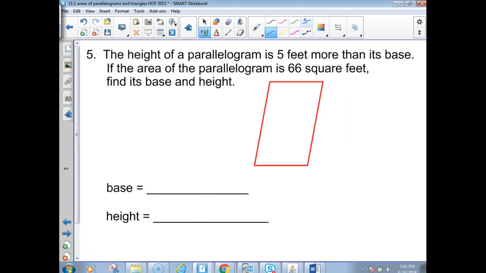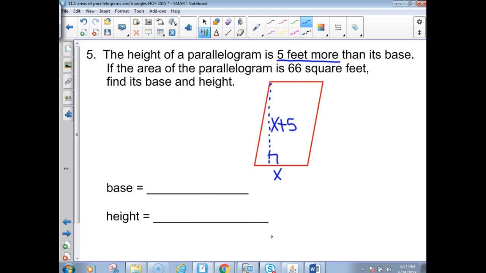Okay, now we get a challenge problem. I will not be testing you on this type, but I'm going to show you how to do it. The height of a parallelogram is 5 feet more than its base. So if I let the base be x, how could I represent the height? What would 5 more mean? Would it be 5 times x, or 5 plus x, or x plus 5? If you have $5 more, that means you would add on 5 to what you have, right? So it would be x plus 5, not times.